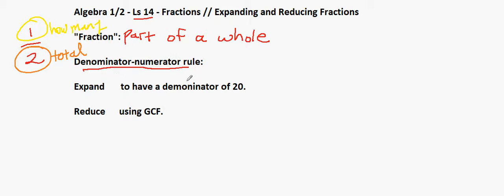Okay? So the denominator-numerator rule will basically be telling us you can multiply the top and bottom, denominator and numerator, or divide, and you won't change the value of the fraction. The key, though, is that you multiply by the same number, top and bottom.